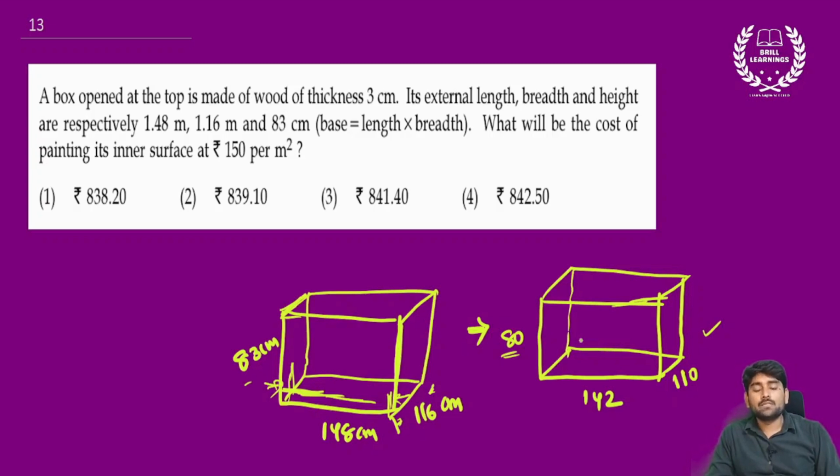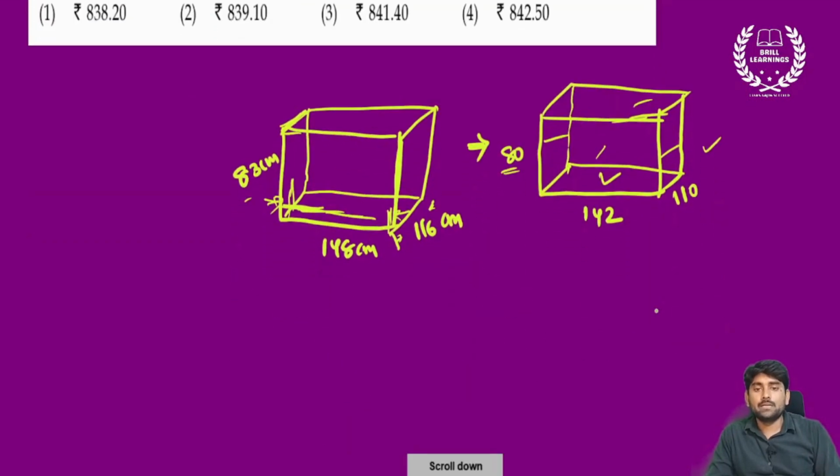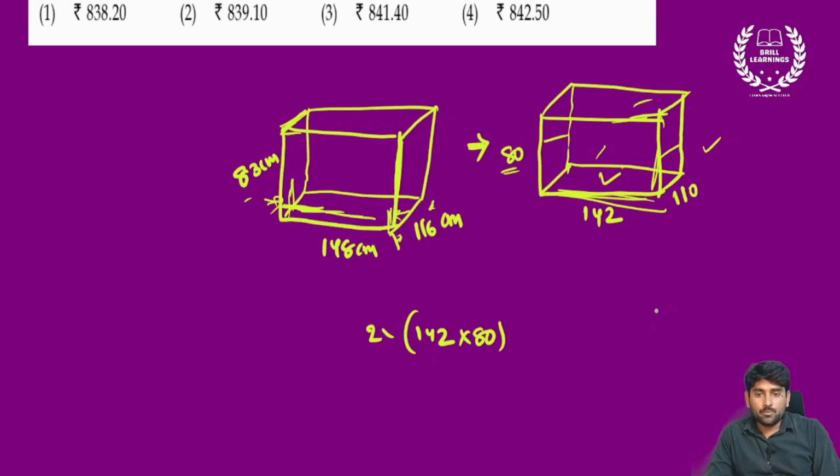Total surface area in the sense, bottom will be one face, sides will be two faces, front and back. Total we have 5 faces here. Okay, we need to calculate the total surface area for that. Front to back, 142 centimeter length, this height 80. I have 2 faces, front and back, so that is why I am multiplying with 2.